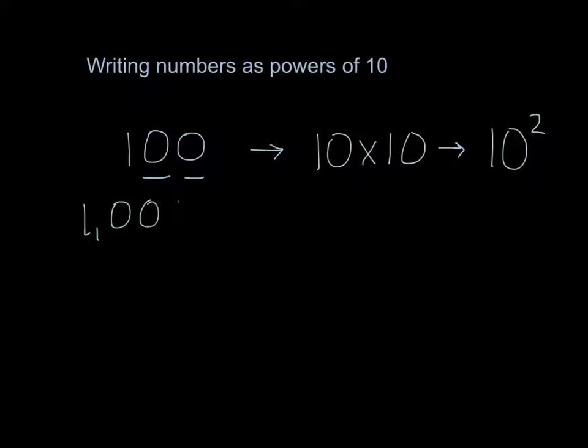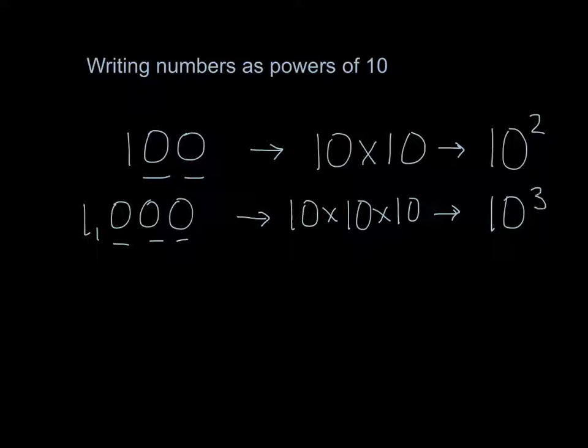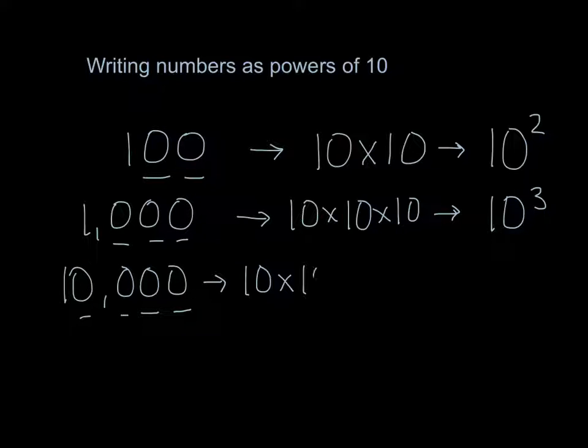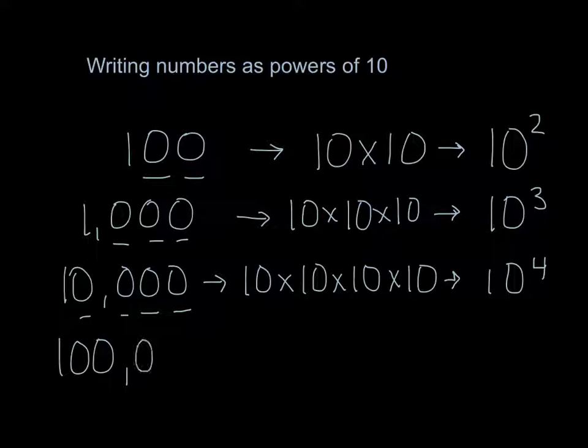The number 1,000 has 3 zeros, so I can write that as 10 times 10 times 10, or 10 to the 3rd power. The number 10,000 has 4 zeros, so I can write that as 10 times 10 times 10 times 10, or 10 to the 4th power. This is a pattern. A 10 is added to the repeated multiplication for each zero in the number. What would be 100,000? How would you write that as repeated multiplication and as an exponent?